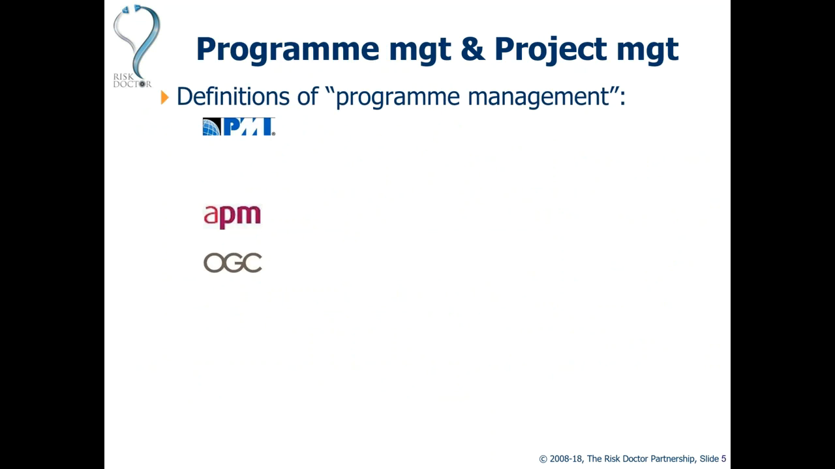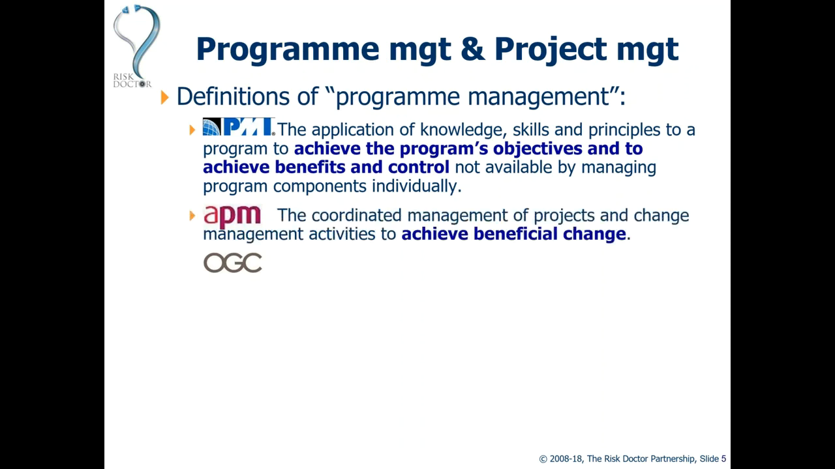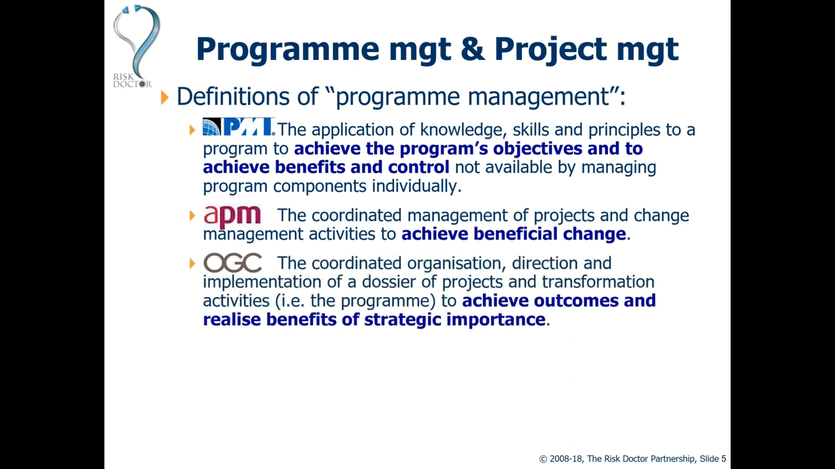So what about program management? PMI talks about the application of knowledge, skills, and principles to a program in order to achieve the program's objectives and achieve benefits and control not available by managing the components individually. APM says something similar, but it talks about achieving beneficial change through managing the related projects and subsidiary change management activities. And OGC, the same kind of thing, but it adds this interesting phrase at the end, achieving outcomes and realizing benefits of strategic importance.